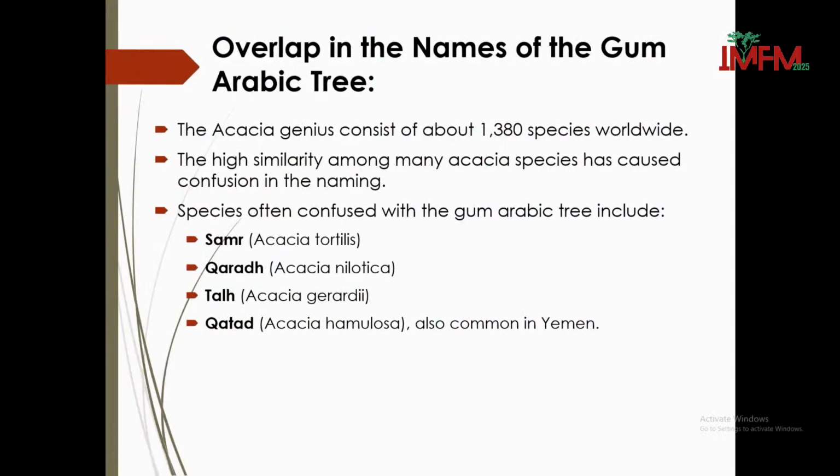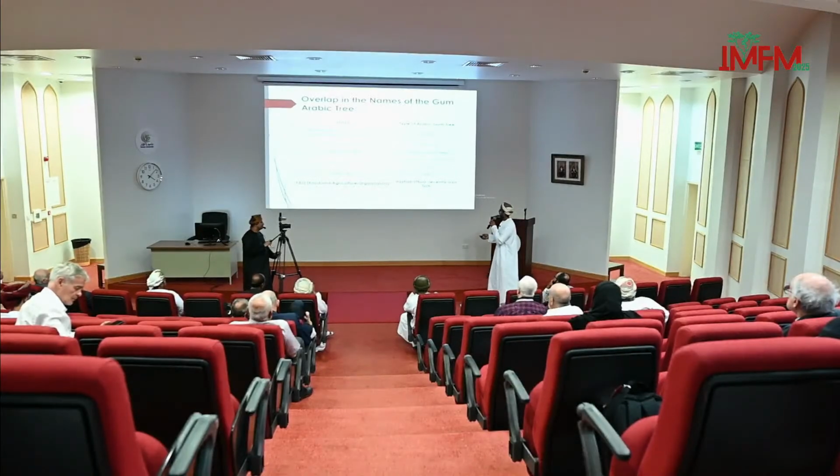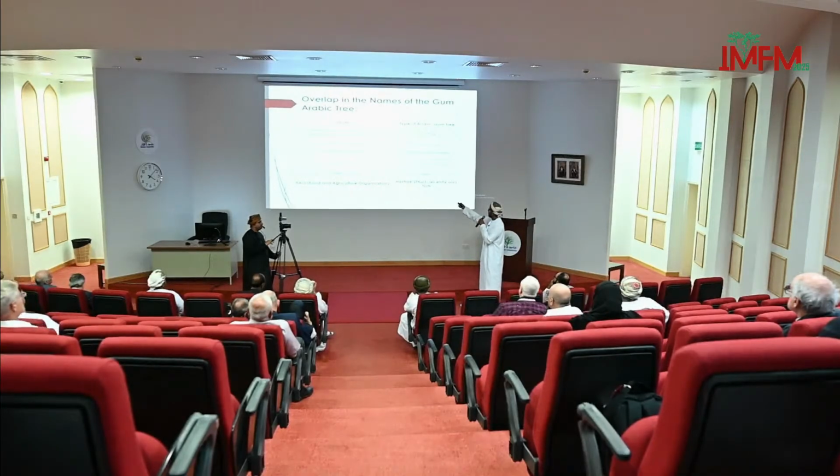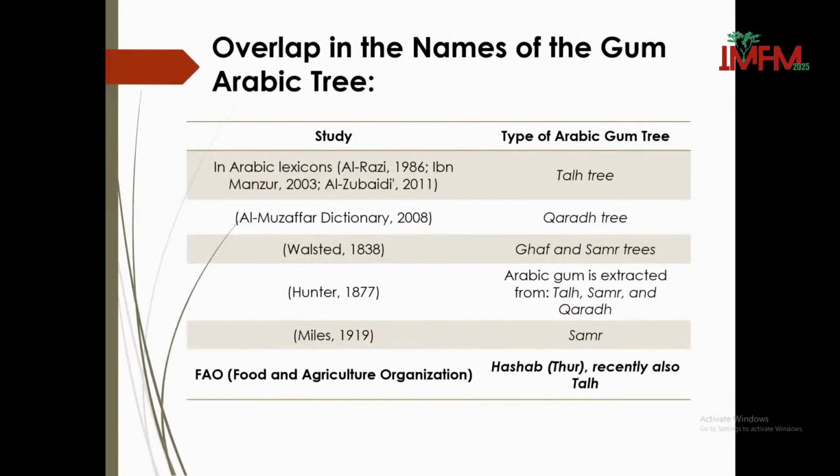As you know, the Acacia genus is a large genus that consists of about 1,380 species, and there is high similarity between some of those species. For example, Samar, Qarad, Talah, and Qatad. Those varieties overlap in names with the gum Arabic trees. From the study of Arabian lexicons, we found, for example, that Al-Razi, Ibn al-Mandur, and Al-Zabidi call the gum Arabic tree Talah.